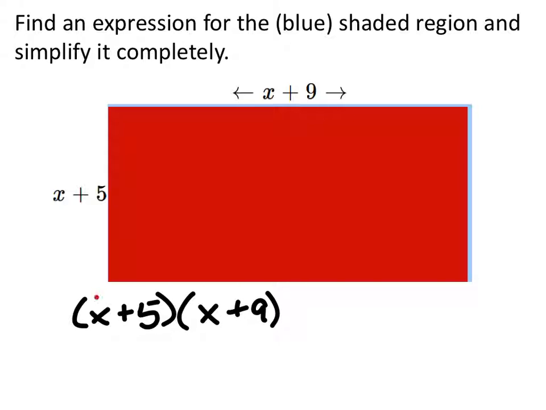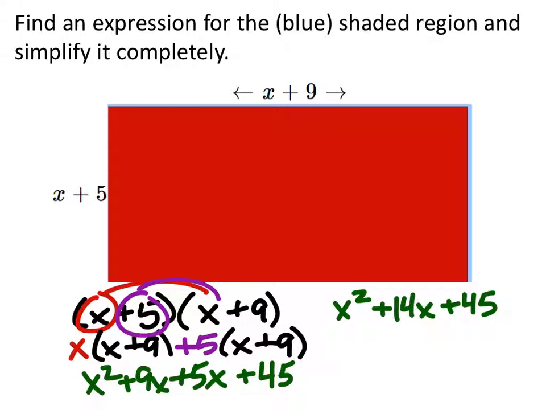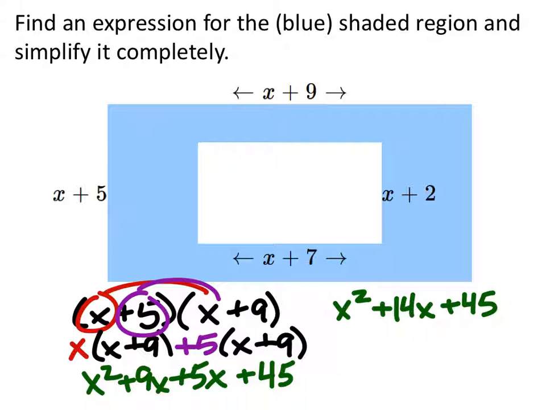So now I've got x times a set of parentheses, and I've got 5 times the same set of parentheses, and then we'll distribute into those parentheses. So the area of the whole thing, I mean without the cutout part, would be x squared plus 14x plus 45. Now let's look at that actual cutout portion, okay? So that means we're going to have to subtract from our original area whatever that white area is. And that white area is length, x plus 7, times width, x plus 2. And we'll work this out.